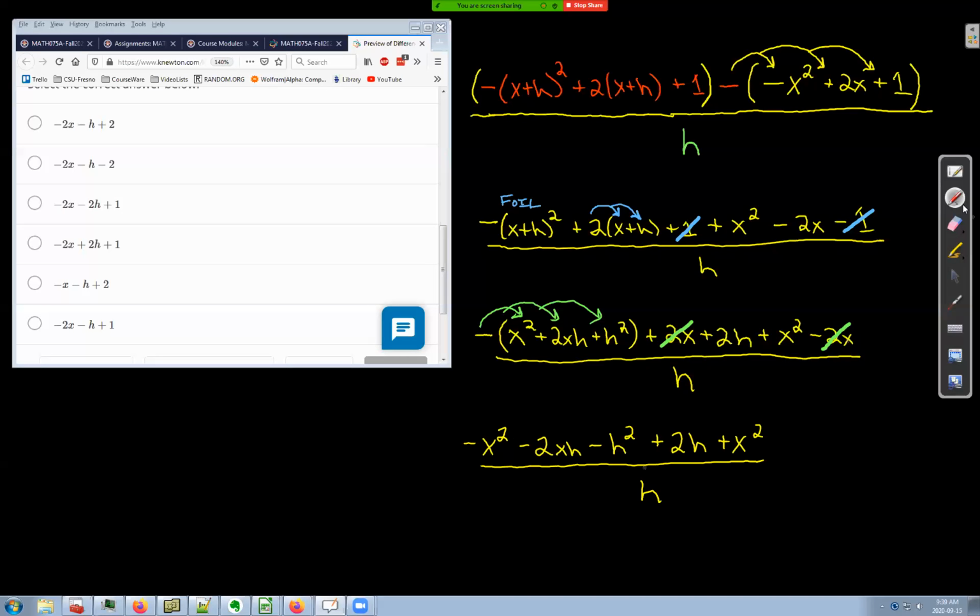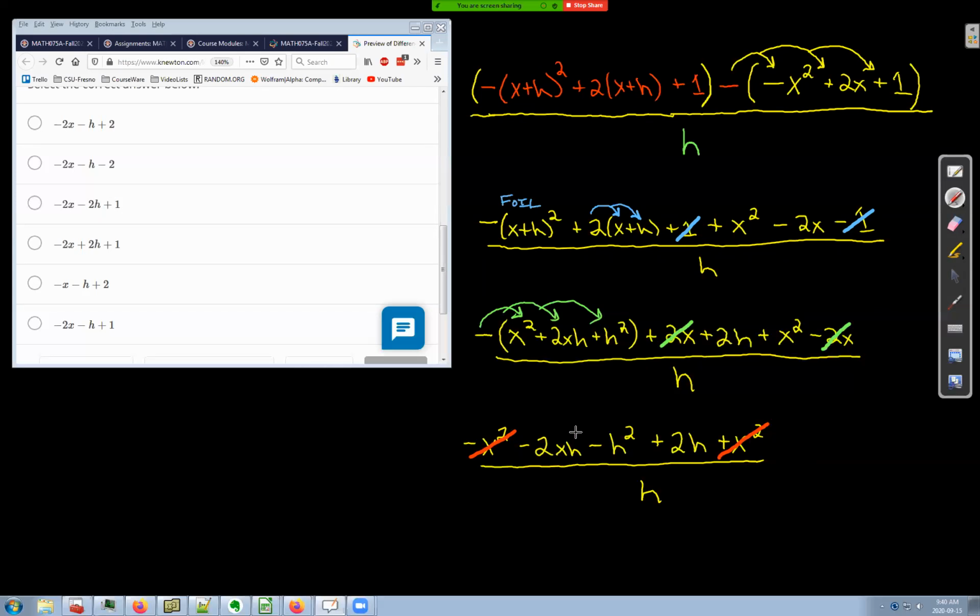Now I hope for more cancellations. I look at this and I see there's a positive x squared and a negative x squared. So great, those can go away. But I'm still not done, because I look at this and think, doggone it, none of my answer choices have a fraction, and I still am seeing a fraction here. So there's still more simplification I can do. What simplification can I do here?